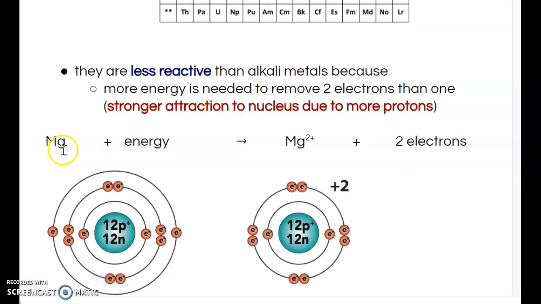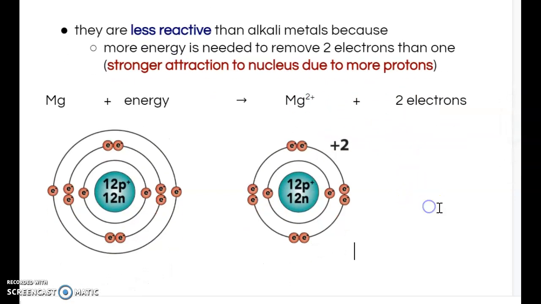So magnesium, for example, has 12 protons, 12 electrons. You have magnesium plus energy, and then magnesium will actually lose two electrons, one electron here, two electrons here, and you're left with magnesium 2+. The reason why we write the 2 here is because you need to tell me that it has a charge of plus 2, and the two electrons would be left over here, saying you can go fill another outer shell.